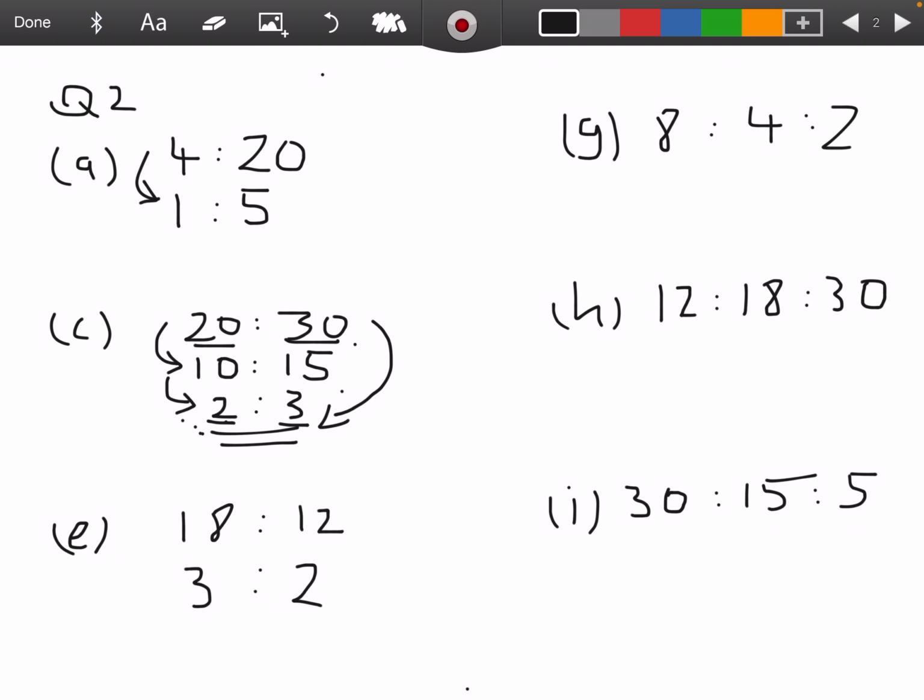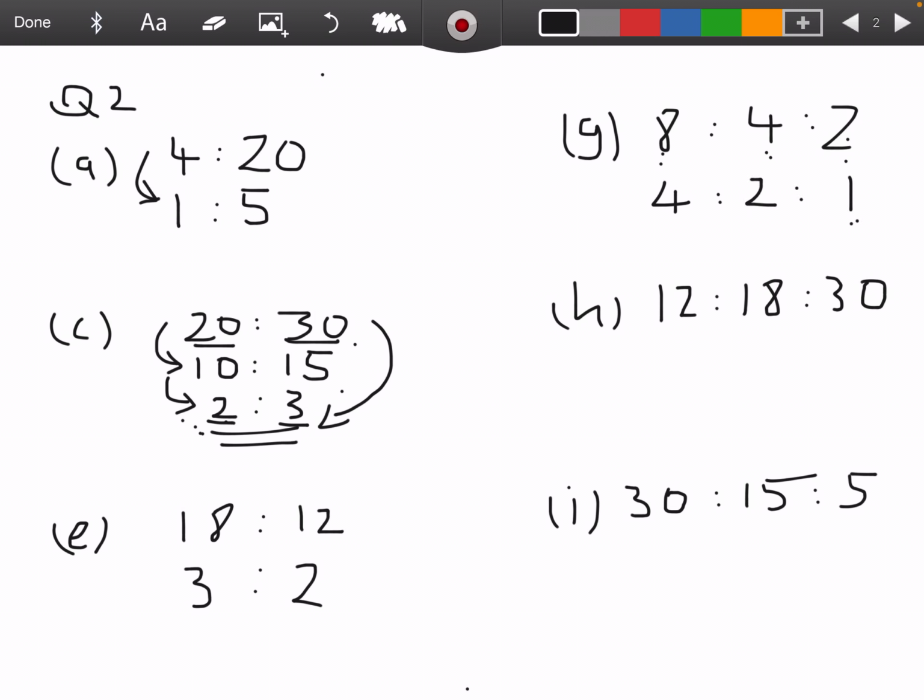Part G, I've got 3 numbers that I have to try and divide in. No different, just a little bit trickier because we have to think about 3 numbers instead of 2. And again, the biggest number that goes into all of those numbers is 2, because 2 goes into 2, 2 goes into 4, and 2 goes into 8. So if I divide each of these by 2, I'll end up with my ratio. 4 is to 2 is to 1.